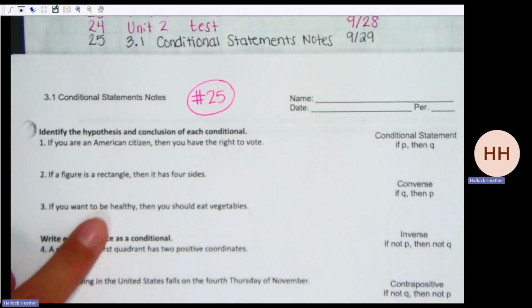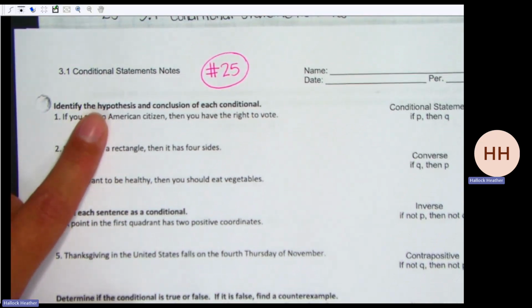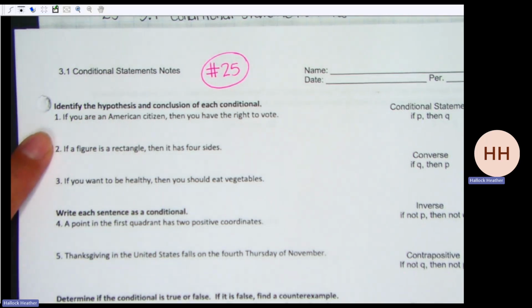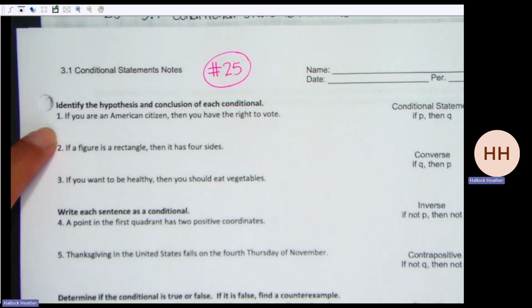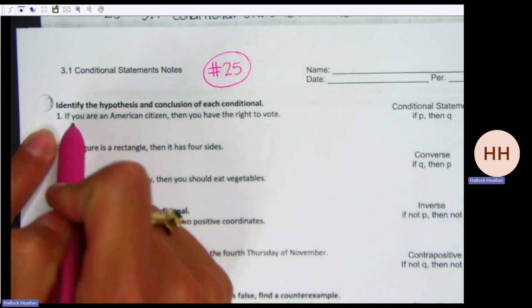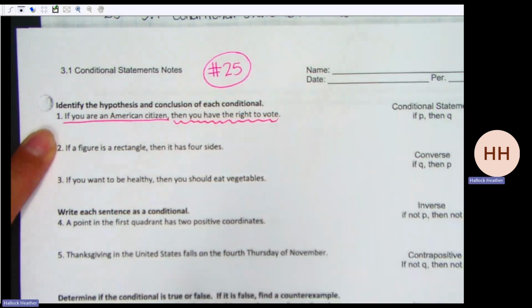What we're going to do first is identify the hypothesis and the conclusion from each of these sentences. So for number one, if I say, if you're an American citizen, then you have the right to vote, what is the hypothesis and what is the conclusion? We're talking about words today. So which part of the sentence? We have two parts. We have to decide which one is the hypothesis, which one is the conclusion.